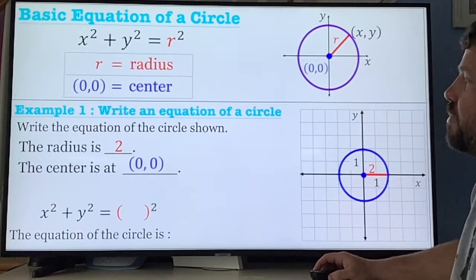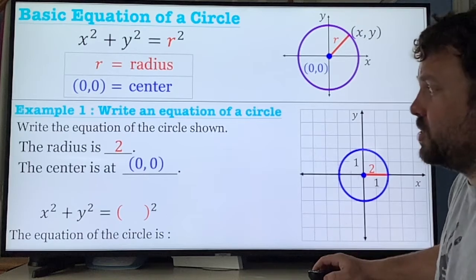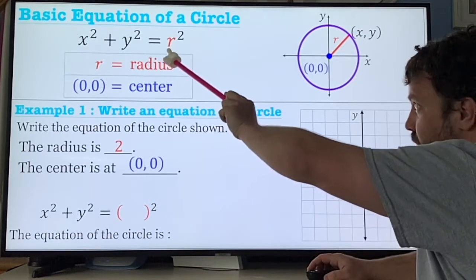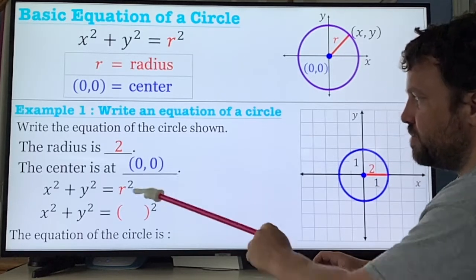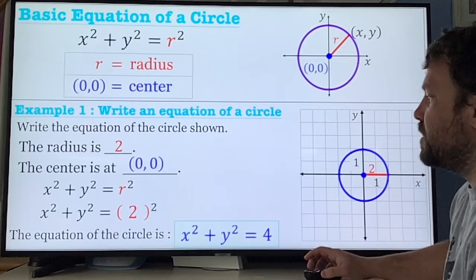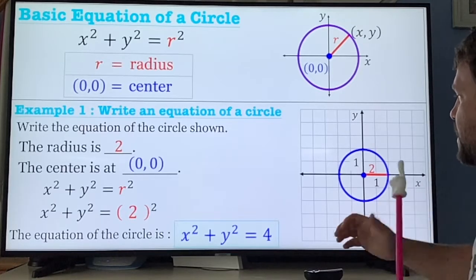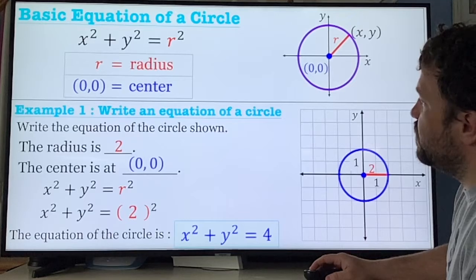Now, 0, 0 just means you're going to use x squared plus y squared. It means you don't have to do anything strange with that. The formula says x squared plus y squared equals radius squared. So you have to take whatever your radius is and square it. 2 squared is 4. So your actual equation is x squared plus y squared equals 4. And that's it. Now, moving on to the next question.